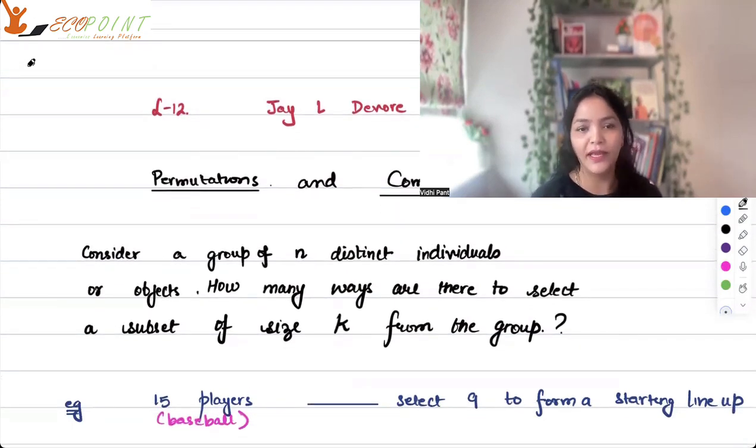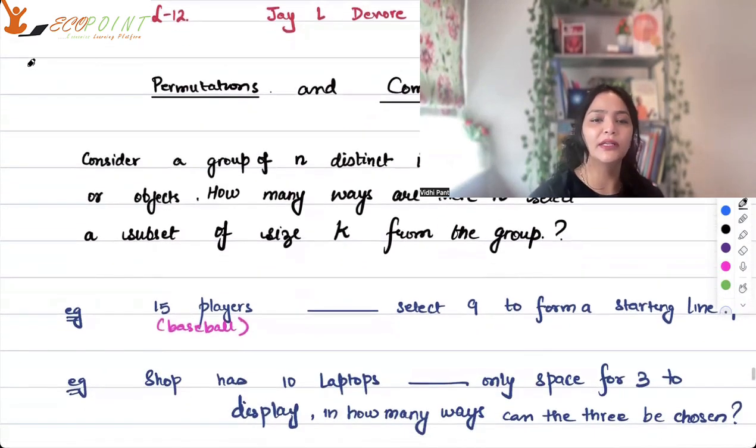So suppose we have a baseball scenario and we say we have 15 players with us, and now we need to select 9 to form a starting lineup. Similarly, you could have a shop which is selling laptops, and this shop on a particular day has 10 laptops which could be sold, but for display there are just 3 positions. So the shopkeeper needs to select 3 out of the 10 laptops he's got to display. In how many ways can these 3 be chosen?